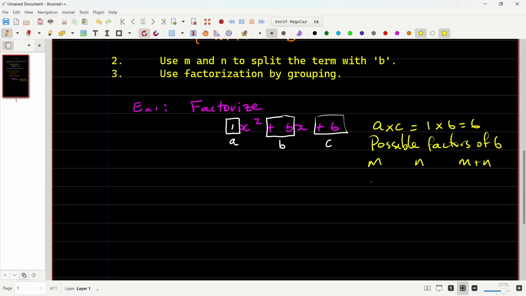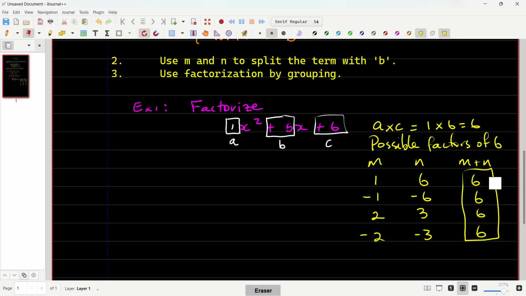Now, we know that positive 1 by positive 6 is going to give me 6. Negative 1 by negative 6 is going to give me 6. Positive 2 by positive 3 is going to give me 6. And negative 2 by negative 3 is also going to give me 6. Oopsie. That's the product, okay? Each one of these is the product for 6, right?